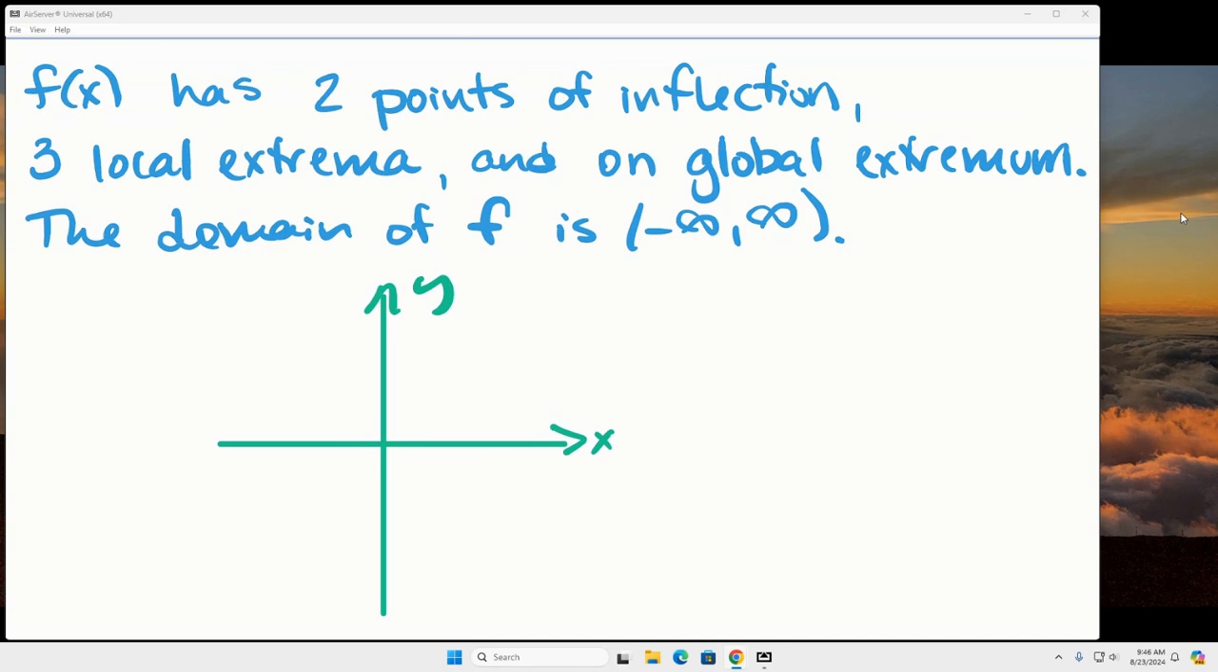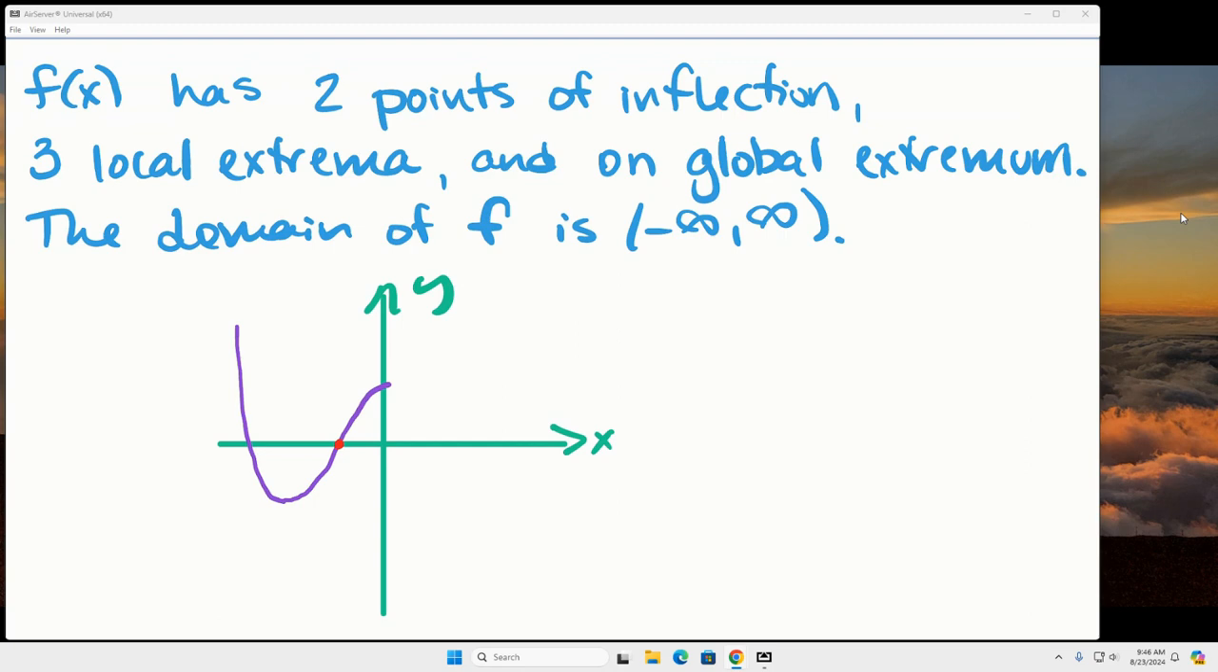All right, so you guys get to decide. We're going to have to change concavity twice. So do you guys want to start with concave up or concave down? Concave up. Okay, so here we go. We're concave up for a while. Then we're going to change. We're still concave up. Then we're going to change to concave down. So that's 1 point of inflection, about right here.